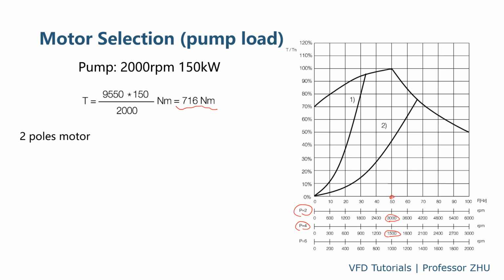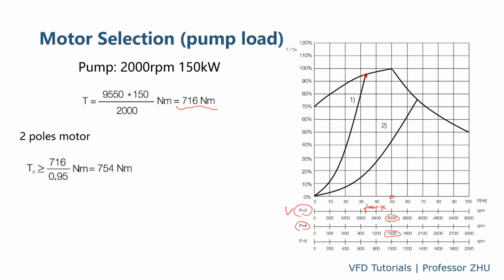So choice one, we use a two-pole motor. For this two-pole motor, the synchronous speed is 3000 RPM, and the rated speed of the pump is 2000 RPM. So 2000 RPM is like here on the two-pole motor curve. The load curve is here, rated 2000 RPM, and the torque is here.